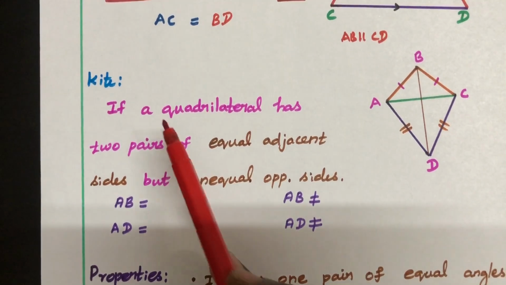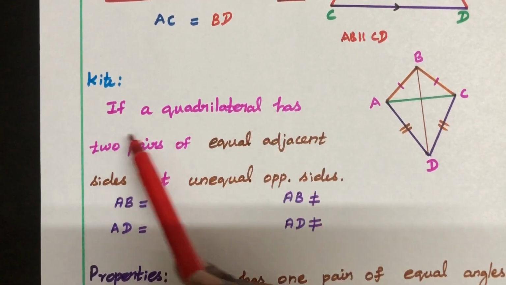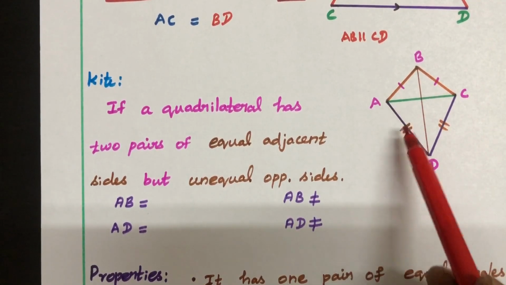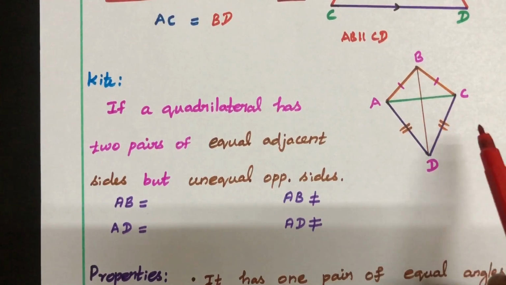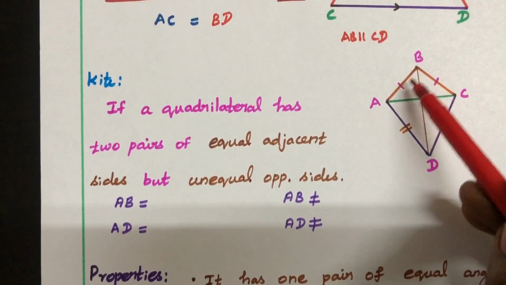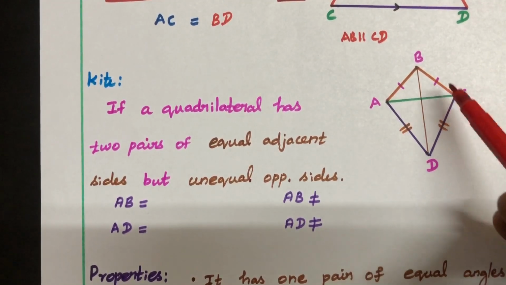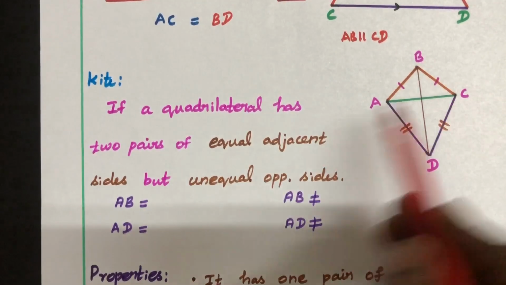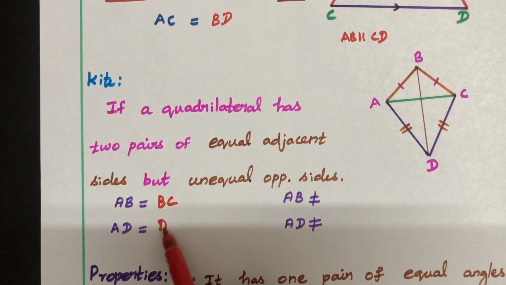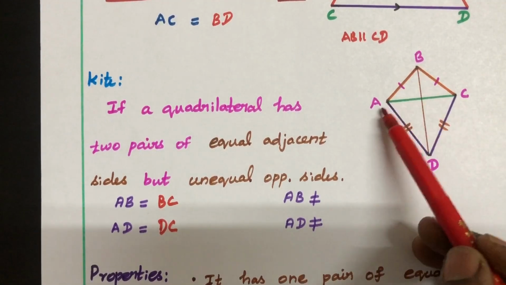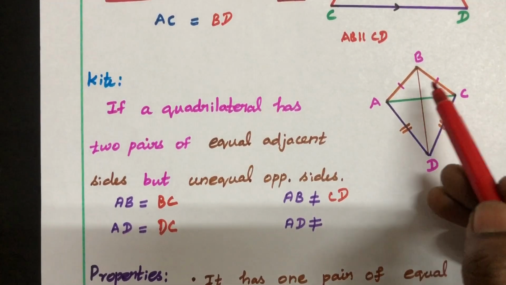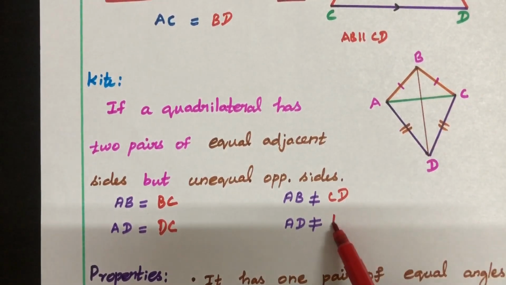Next, kite. We all know about kite, right? If a quadrilateral has two pairs of equal adjacent sides but unequal opposite sides, it is called a kite. See, we all know how to make a kite, right? The upper portion, the adjacent sides must be equal. See here, AB is equal to BC, correct? Similarly, here AD is equal to DC. Also, the opposite sides are not equal. AB is not equal to CD. Similarly, AD is not equal to BC.